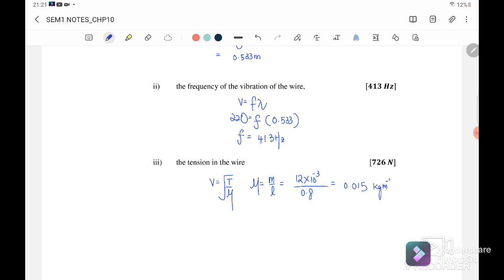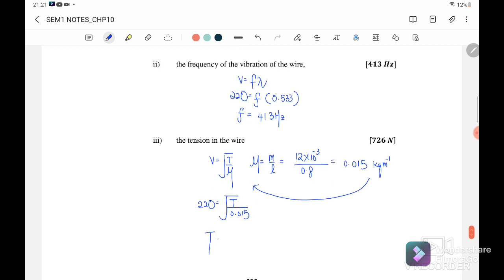So we substitute into the equation where v is equal to 220, tension is the value that we want to find, and mu is equal to 0.015. So tension we will get 726 Newton.